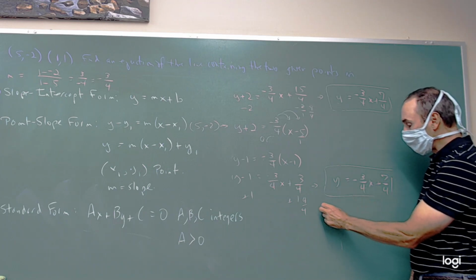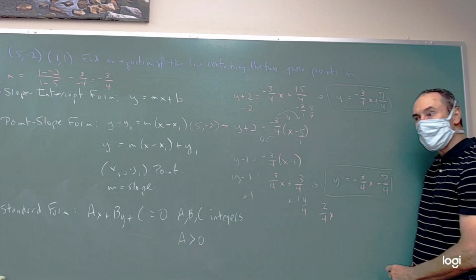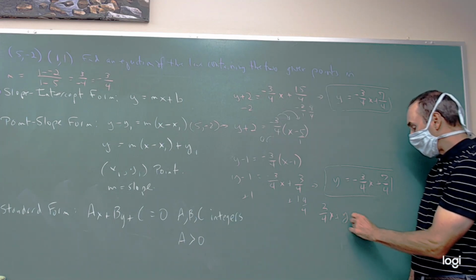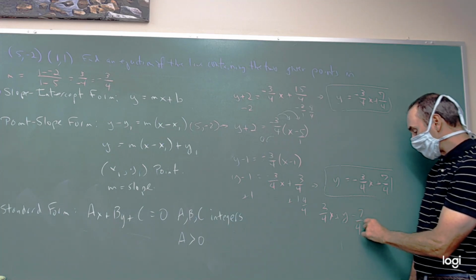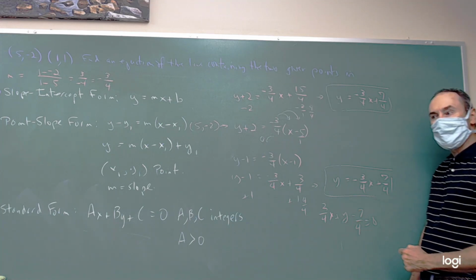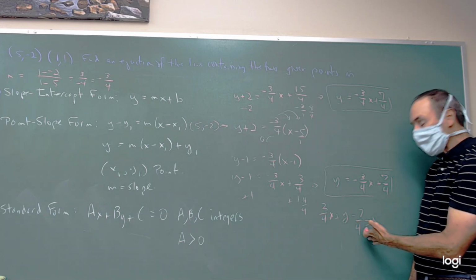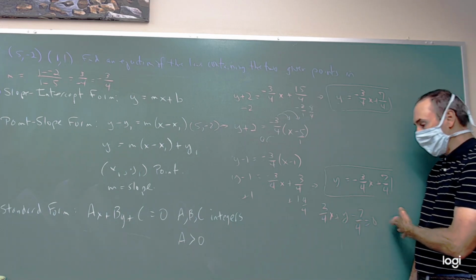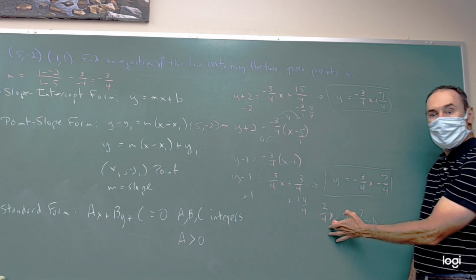So we're going to add the 3/4 x. That's going to become a positive 3/4 x. The y is still sitting there. We're going to have to subtract the 7/4, and that's going to be equal to 0. So now we have two of the three criteria met. Everything is on one side of the equal sign, 0 on the other. We made the coefficient of x positive because Aaron wanted to move that over to the left side.